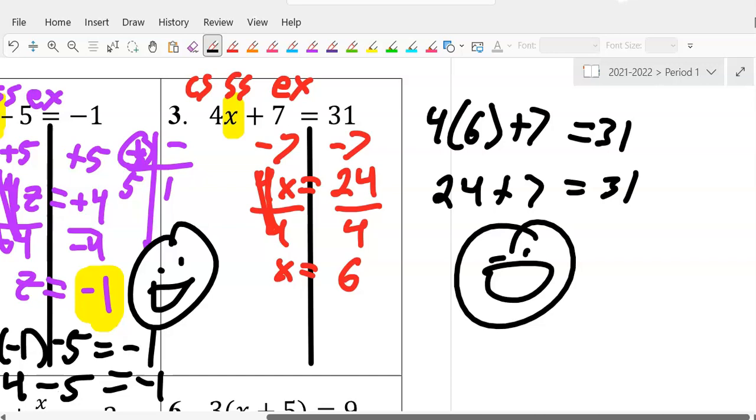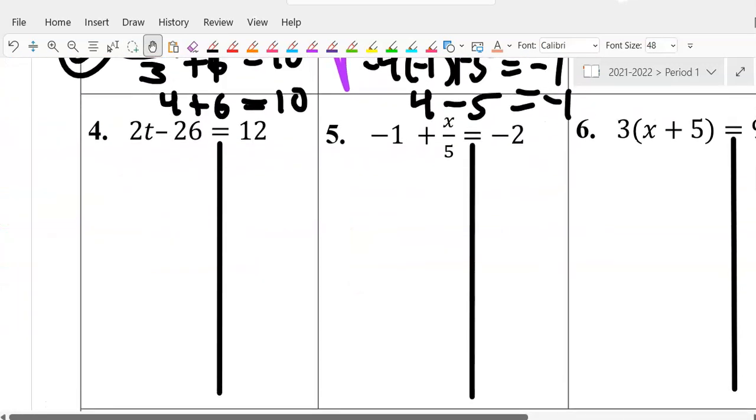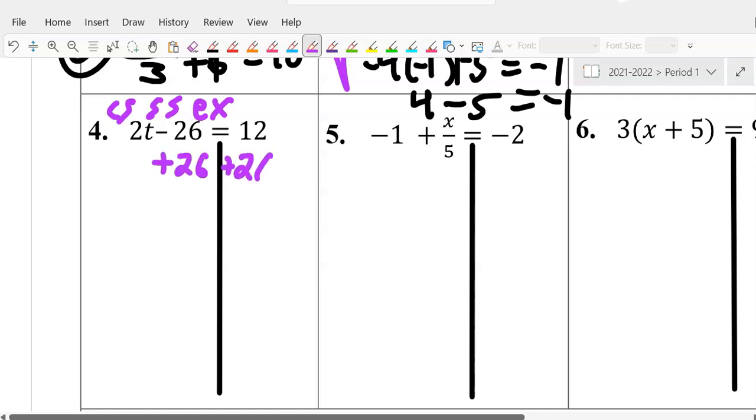Pick a color, any color. Black, purple. Purple. Let me erase this right here. Okay, purple. What do we do now? Superstar, co-star, extra. Who's superstar? T. The 2 is co-star. Co-star is 2, extra is -26. And how do we get rid of negative 26? Add positive 26 on both sides.